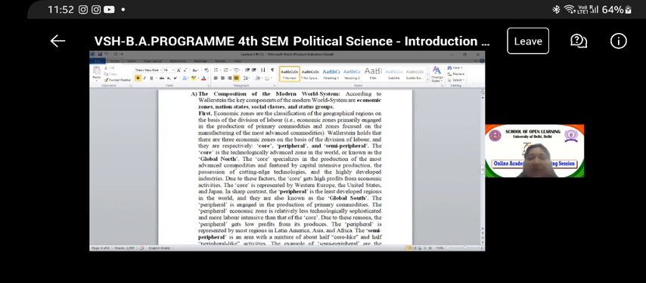First is the economic zones. They are the classification of geographical regions on the basis of division of labor. So some economic zones are engaged in the production of primary commodities, they are basically the production ones, and some zones focus on the manufacturing of the most advanced commodities. So Wallerstein holds that there are three economic zones on the basis of division of labor. As and how they contribute to the world economy, they are divided according to the division of labor.